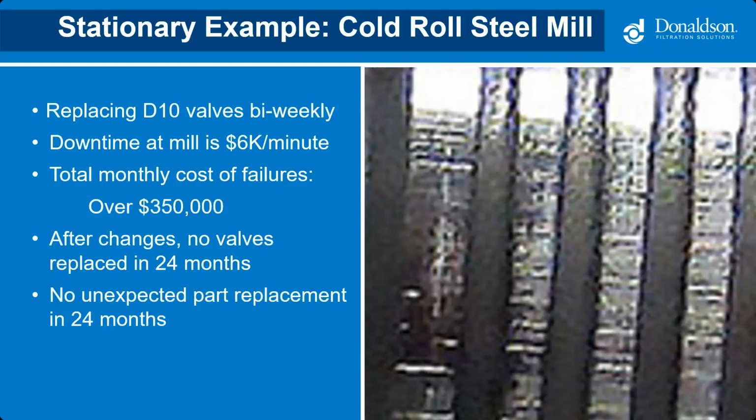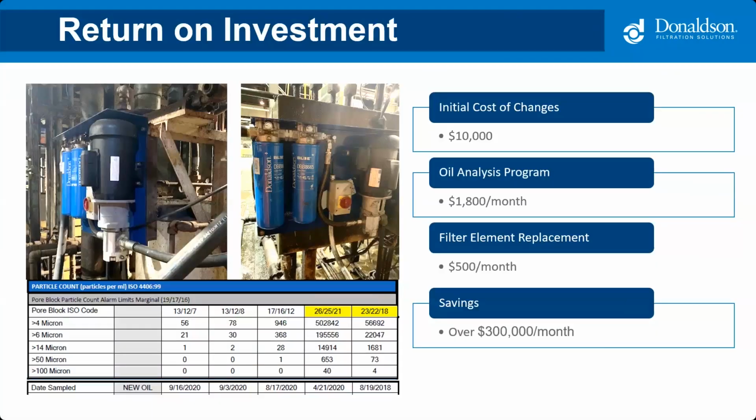In the next 24 months, we had no valve replacements, and we had no unexpected part replacements in that same time period. What that looks like, implemented, added a couple filter panels on some of these units. We did implement an oil analysis program so they can continually monitor that oil and the health of that. And even including the filter element replacements per month, that provided a cost savings to that facility of over $300,000 a month that they were able to put back into their bottom line.